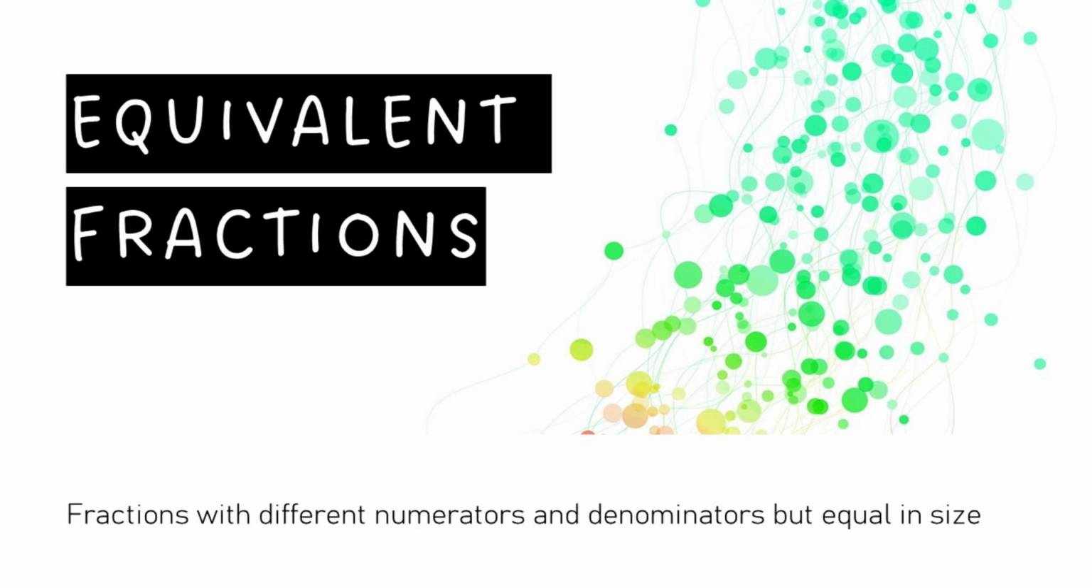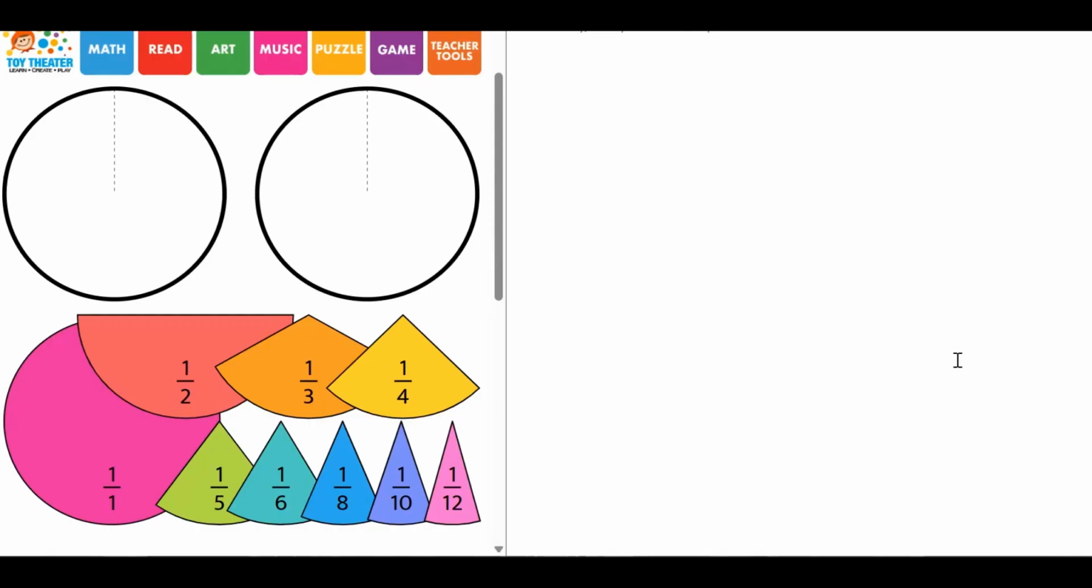Hi, today we will be learning about equivalent fractions. What are equivalent fractions? They are fractions with different numerators and denominators, but are equal in size. What does this mean? Let's look at some examples. So if you remember, equivalent fractions are fractions that have different numerators and denominators, but are the same size.